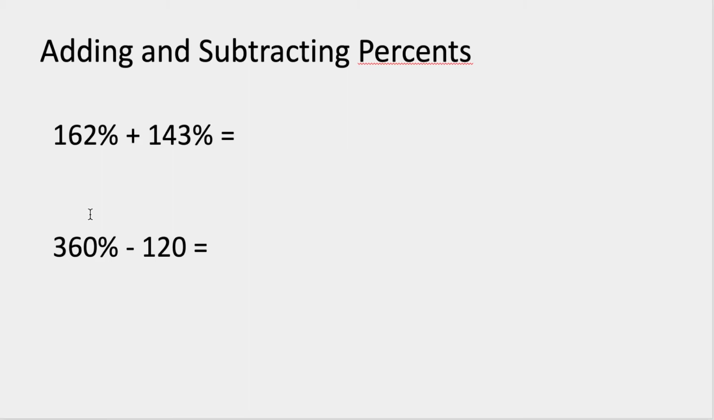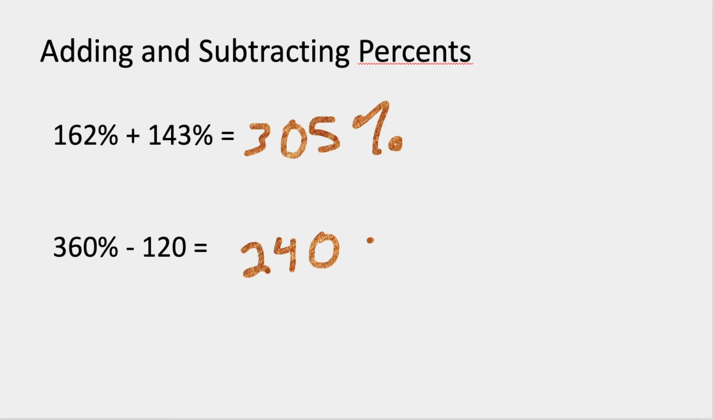Okay, so when I'm adding and subtracting percents, I just add them directly. So that would be 5, and that would be 3, and there's nothing special that happens here. You just add them directly. And then if I'm subtracting them, same thing. You just subtract directly. There's nothing special that happens here, okay? All right, now I've got to get rid of my pen here.